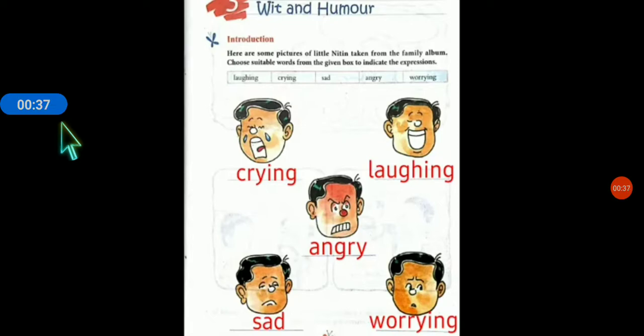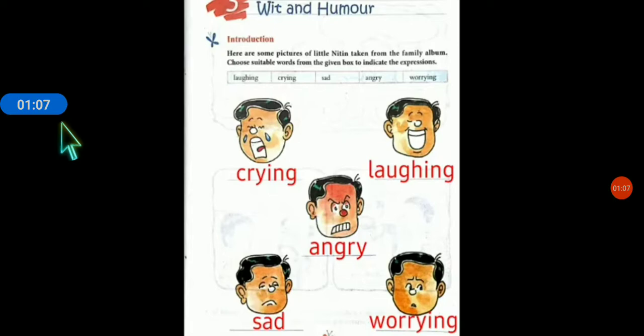In the introduction part of this unit, wit and humor, you can see one statement has been given. Here are some pictures of little Nitin taken from the family album. Choose suitable words from the given box to indicate the expressions. So here you can see the expressions given by Nitin, and you have to choose the appropriate expression for each and every picture. Now you can see the first picture.